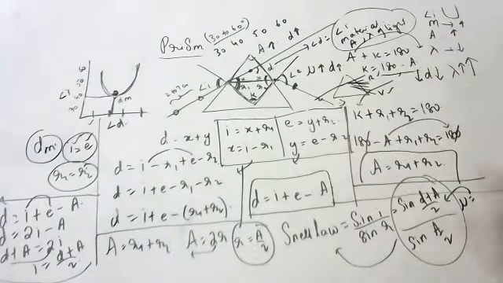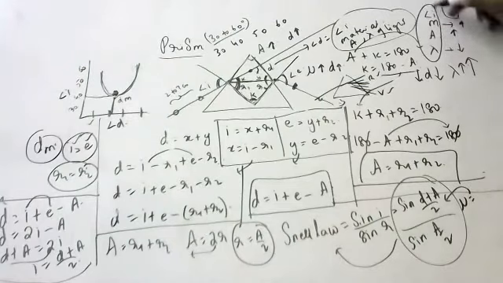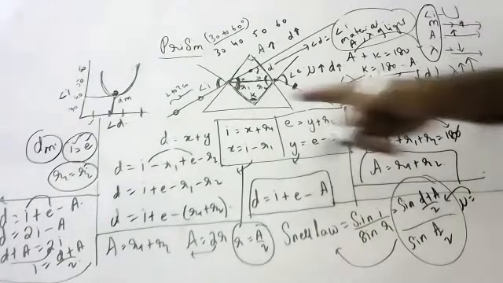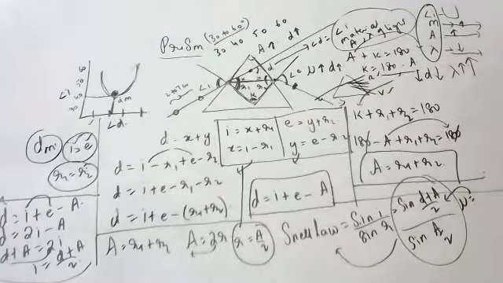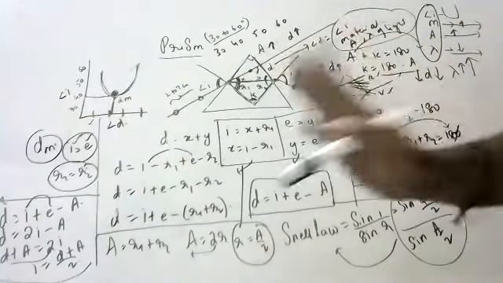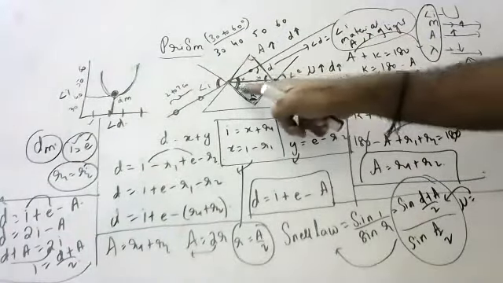And on what factors does deviation depend? Angle of incidence, material, angle of prism, wavelength. With material it increases, with angle of prism it increases, but with wavelength it decreases, and with the angle of incidence, first it decreases, then it increases. At one point, the least deviation is called the angle of minimum deviation. At angle of minimum deviation, I and E, this and this angles will be equal. In the remaining positions, they are not equal. Only at minimum deviation, this and this are equal.